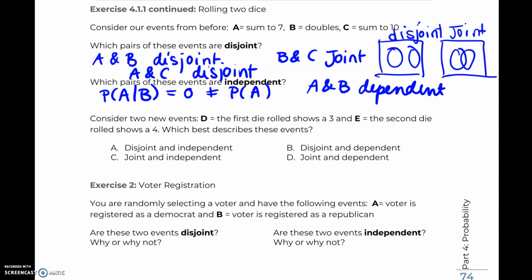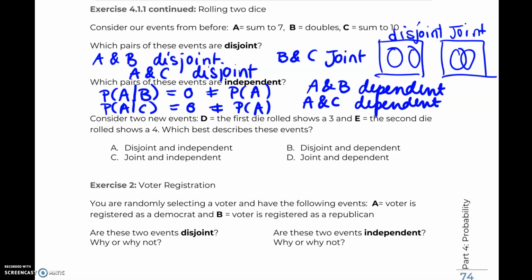Let's continue on with the next two events. Let's see the probability of A given C. Over here we already know that the sum is 10. What's the probability of the sum being 7? Just like before, this is equal to 0. It's not possible, which is not equal to the probability of A. And therefore we have A and C also dependent.